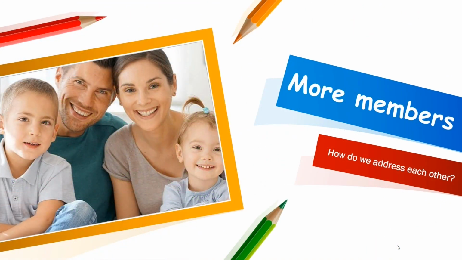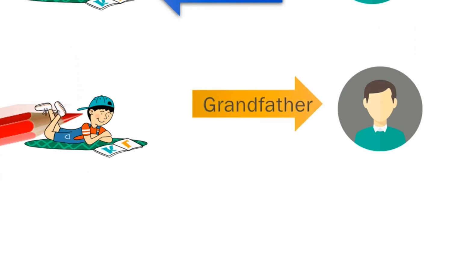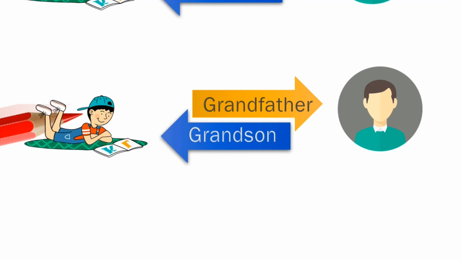Now, we are going to discover more family members, and we see how we should address one another, because we didn't mention all the family members up to now. So, if the person is a boy and he addresses his father, he can say, for instance, my father. Now the father addresses the boy as son. If the boy is addressing his grandfather, the grandfather says grandson.